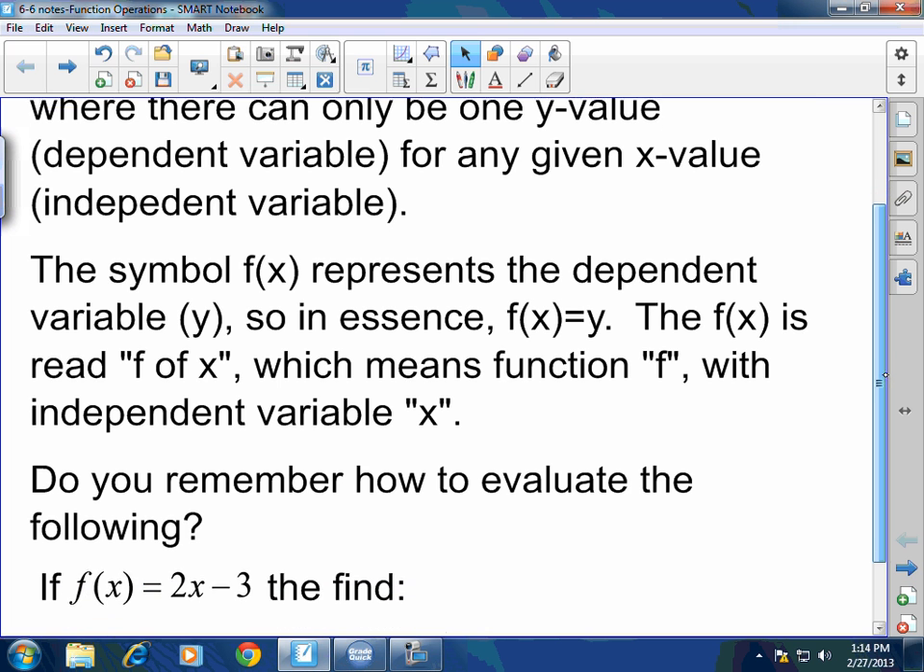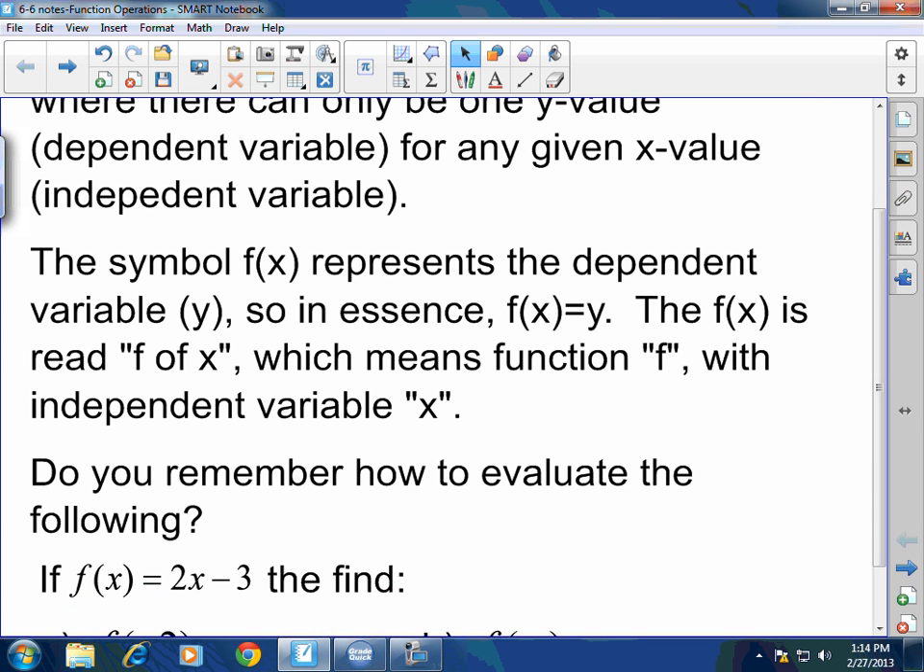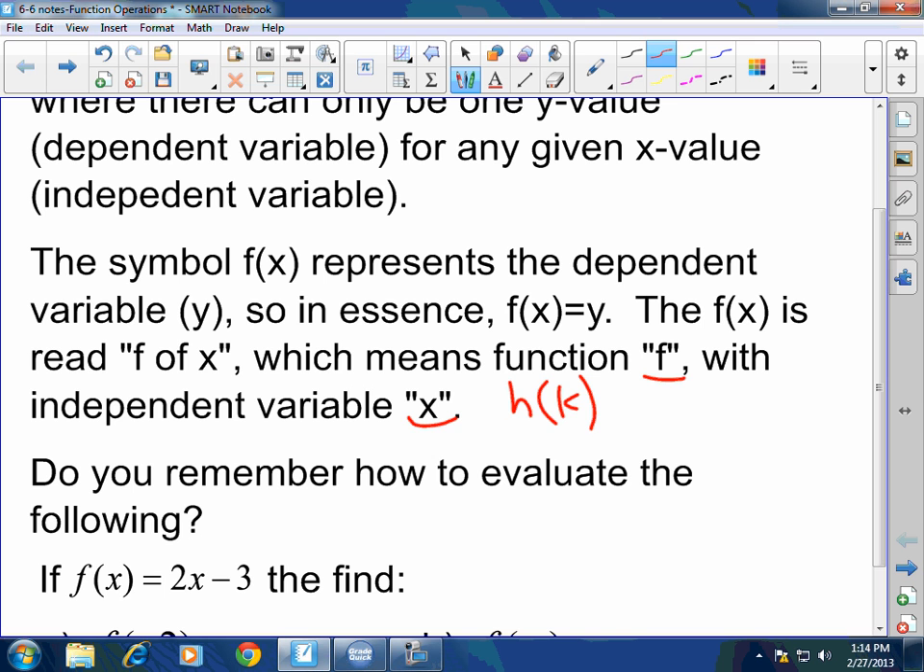The symbol f of x represents the dependent variable y. F of x and y are the same thing. So in essence, f of x equals y. The f parentheses x is read f of x. There's no other way to read it. It means function f with independent variable x. If I had h of k, function h with independent variable k.